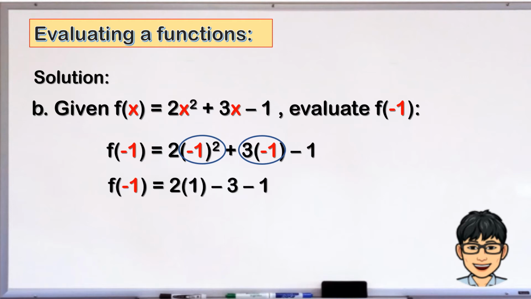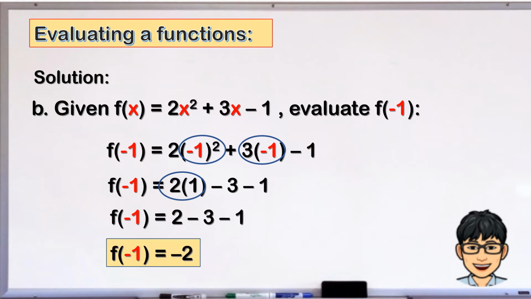Kaya we have f of negative 1 equals 2 times 1 minus 3 minus 1. And then, kunin natin yung product ng 2 and 1. And that is equal to positive 2. So, we have f of negative 1 is equal to 2 minus 3 minus 1. And 2 minus 3 is negative 1. And negative 1 minus 1 is negative of 2. Therefore, f of negative 1 equals negative of 2.